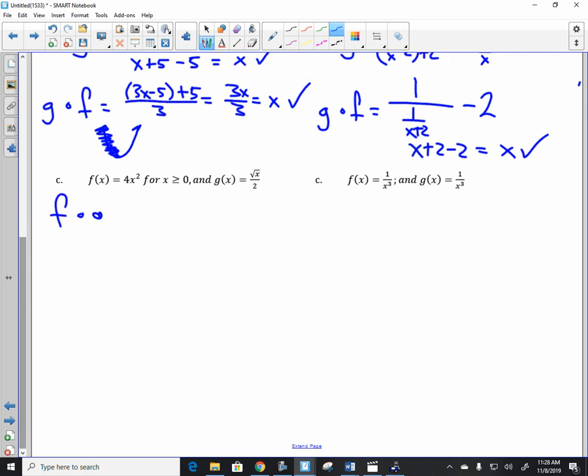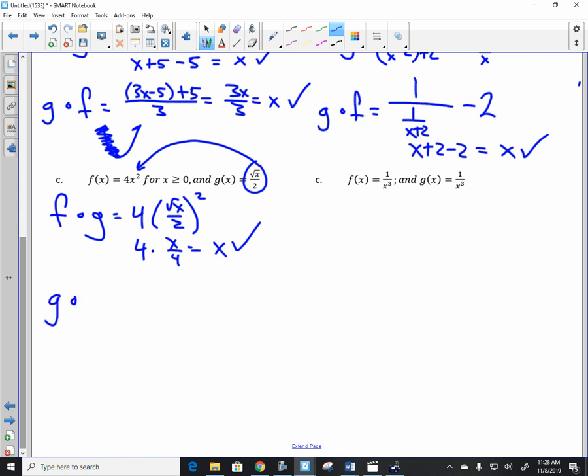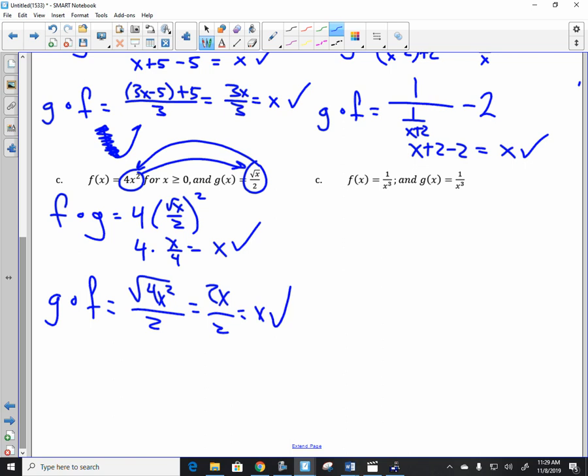F composed of G. So what you should have is take this guy and dump it in here. So 4 times the root of x over 2 quantity squared. I get 4 times x over 4, which is x. That's what you should be showing. And G composed of F. You're going to take F and dump it in there. The square root of 4x squared over 2, which is 2x over 2, which is x. You good to go?